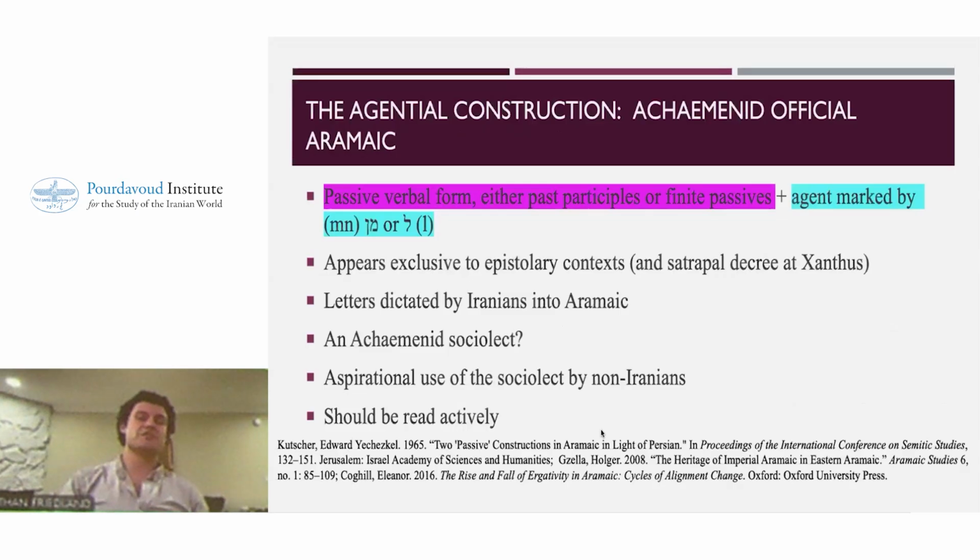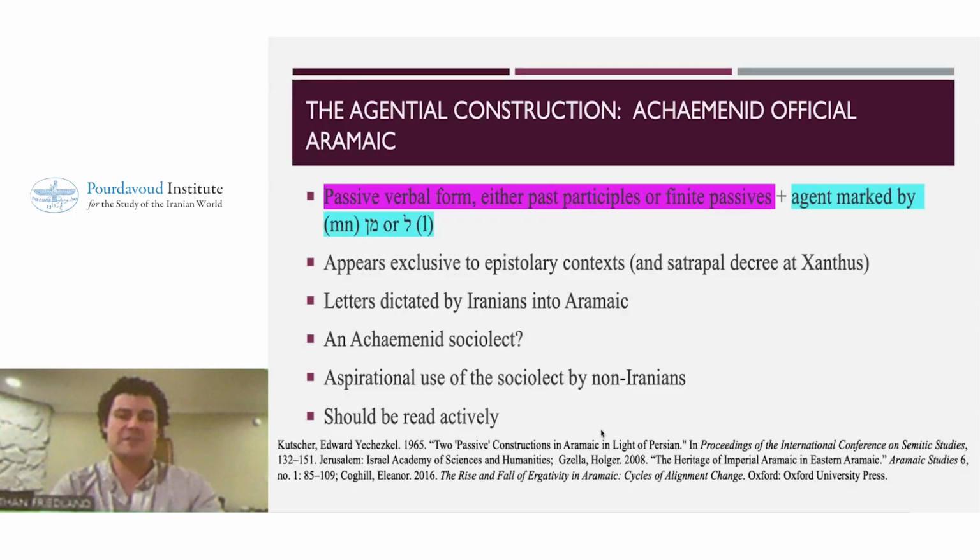So the agential construction first appears in Aramaic in the 5th century BCE epistolary corpora of Achaemenid-official Aramaic, namely the Arshama letters and the letters from Elephantine and Bactria. These are letters of official, bureaucratic nature, the correspondence between Achaemenid provincial officials and their subordinates. Of note, we find these agential constructions almost exclusively in the letters.